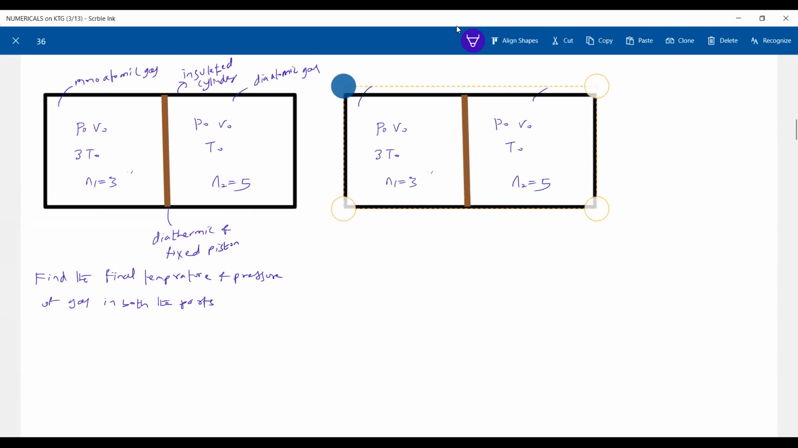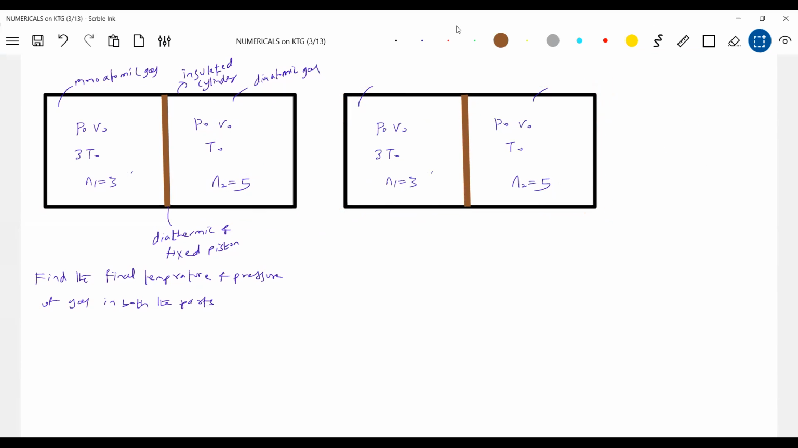What should happen here? I'm very sure about the volumes. The volumes will remain as they are because that particular piston is fixed. Therefore the initial volumes of the gas will become equal to the final volumes of the gas. This is the initial state, and this is the final. This is a monoatomic gas, and this is a diatomic gas.